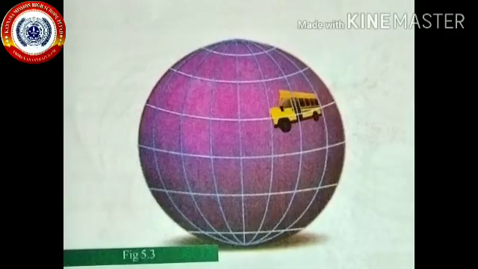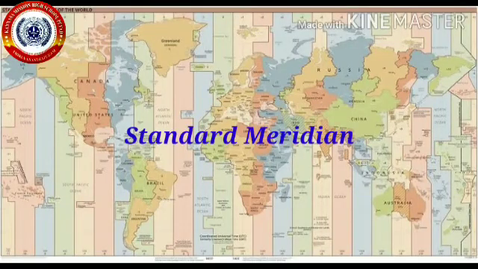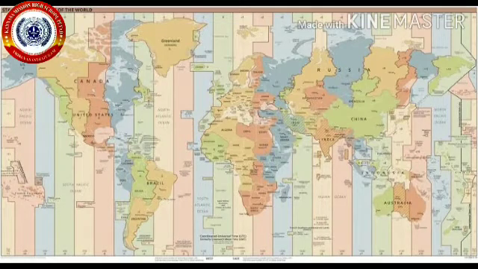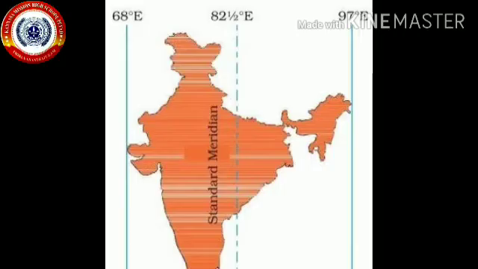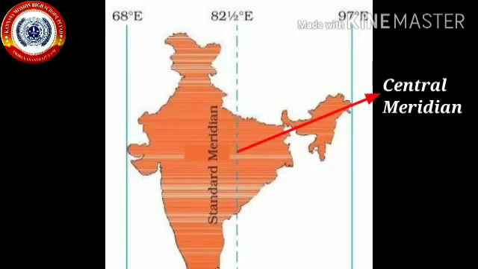Students, in the previous class you were asked to find out the location of a picture on the board. Did you remember this? Hope now you will be able to do this task. Standard meridian. The time of a place depends on the longitude that passes through it. Therefore, the standard time for each country is usually taken as the time of the central meridian that passes through that country.